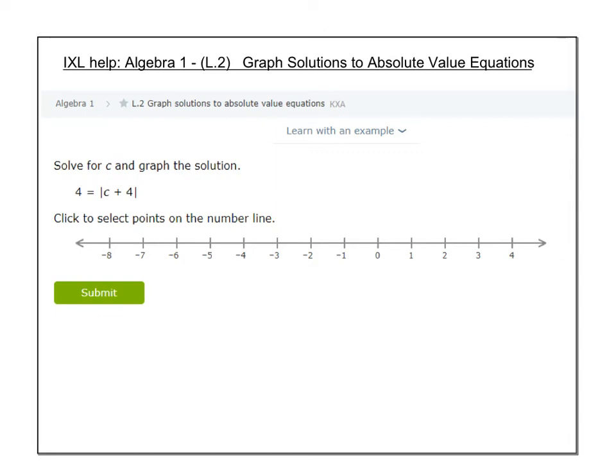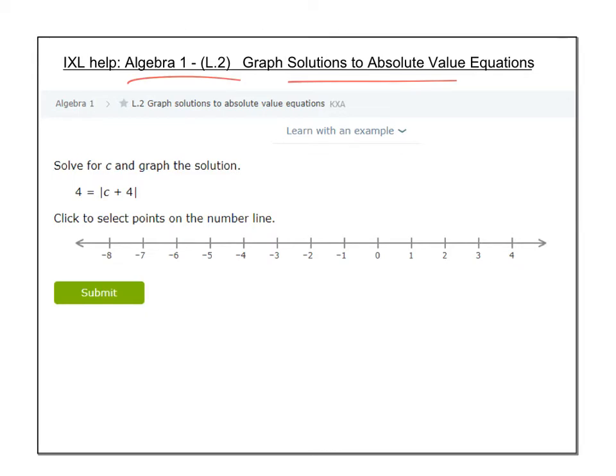All right, on our last IXL here for this week, L2 in the Algebra 1 topic, graph solutions to absolute value equations. You're going to notice it's kind of similar to the ones we've been doing this week and even the other IXL L1, but then at the end you're going to graph your two answers, again, because absolute value talks about the distance a number is away from 0 on the number line.